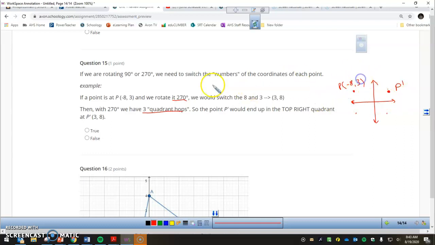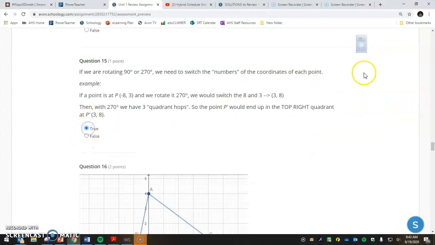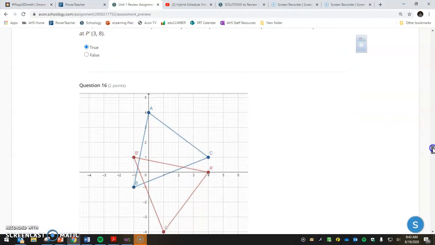And then whenever we have this 90 or 270 degrees, we have to switch the numbers around. So that's what this problem is saying here. We would switch 8 and 3 around, so it would be in this order. So it would be 3, 8. And then, because this P prime ends in this quadrant right here where my x's are positive and my y's are positive, that means that both of these are positive. So that means that this will actually be where the point lands. So this is basically how rotations are performed. This is a true statement here. You could read through that problem again if you need to make more sense of it.